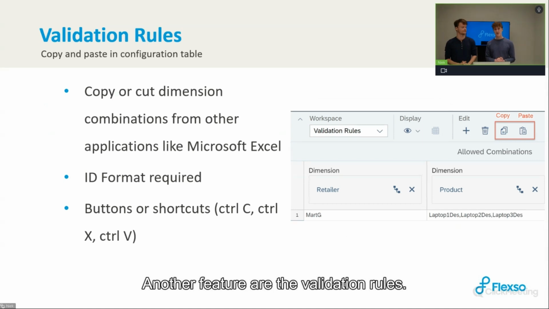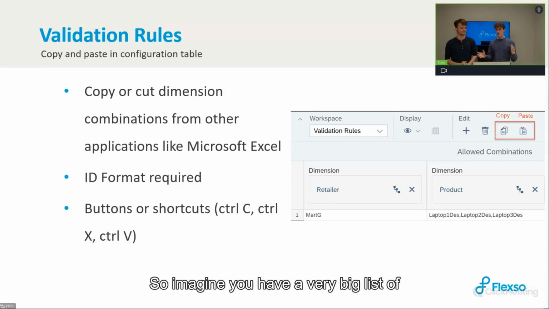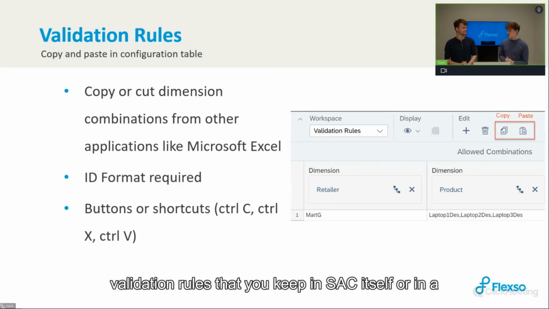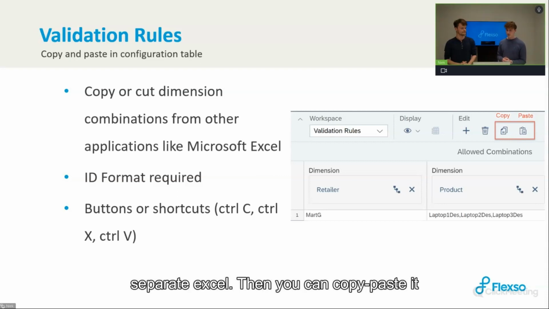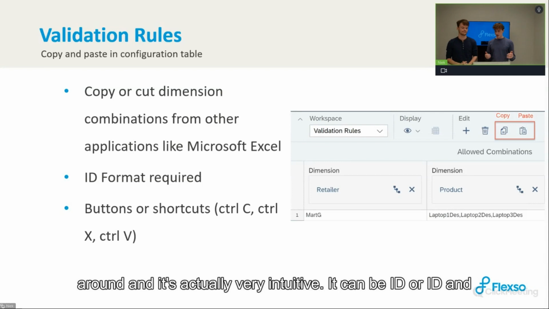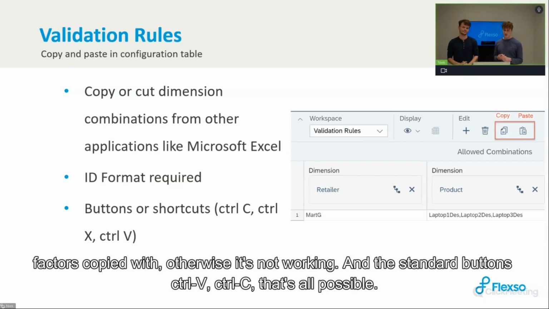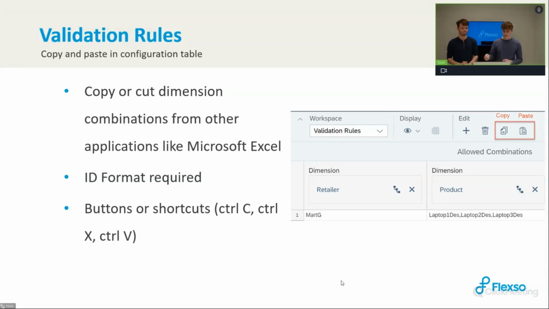Another feature are the validation rules. It makes it easier to copy paste the validation rules. So imagine you have a very big list of validation rules that you keep in SAC itself or in a separate Excel. Then you can copy paste it from the Excel to SAC or the other way around. And it's actually very intuitive. It can be ID or ID and description, but ID must be one of the factors copied with, otherwise it is not working. And yeah, the standard buttons, Control C, Control V, it's all possible.